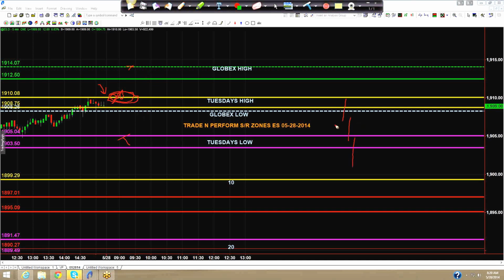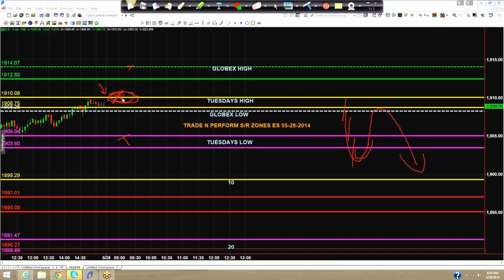Open drive lower that is not accompanied by a gap out of range tends to not have as much force and tends to have better rotations back to the upside. So even if we have this, we could easily end up with a move back up like this with a move down. It would make sense that we do some backing and filling to the downside.